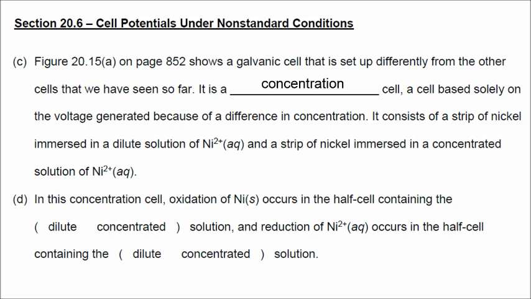It's called a concentration cell, and it's a cell based solely on the voltage generated by a difference in the concentration. It consists of a strip of nickel immersed in a dilute solution and a strip of nickel immersed in a concentrated solution. In this concentration cell, oxidation of nickel occurs in the half cell containing the more dilute solution, and reduction of nickel occurs in the half cell with the more concentrated solution.